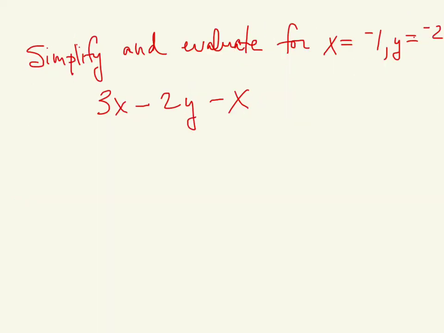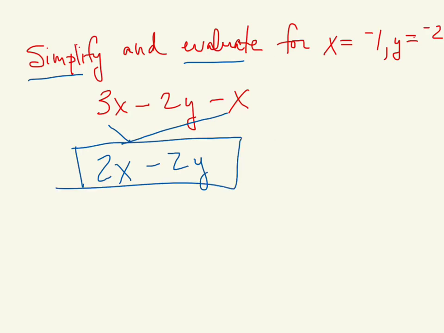The most difficult problem they're going to do is they're going to say simplify and evaluate, which means you have 2 answers. So when we simplify, we're going to combine like terms. Here you have 3x and a -x. 3x minus an x is 2x. And then you just have the lone y term, -2y. This is one of your answers.